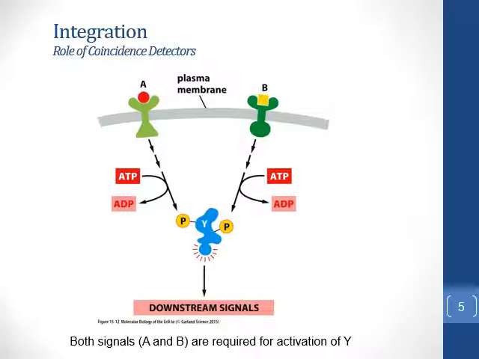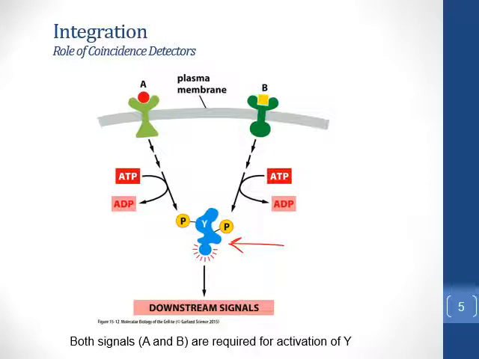So the last slide had to do with amplification. This one has to do with integration. Again, in this case, you have two signaling molecules, A and B, binding to two separate receptors. We want to integrate this information. In other words, the target here that's going to be affected is this protein. It's going to get phosphorylated. And that phosphorylated protein is then going to have some downstream effect.